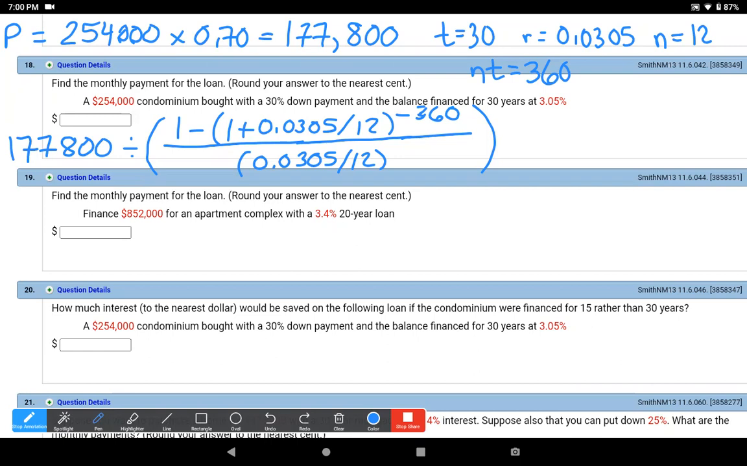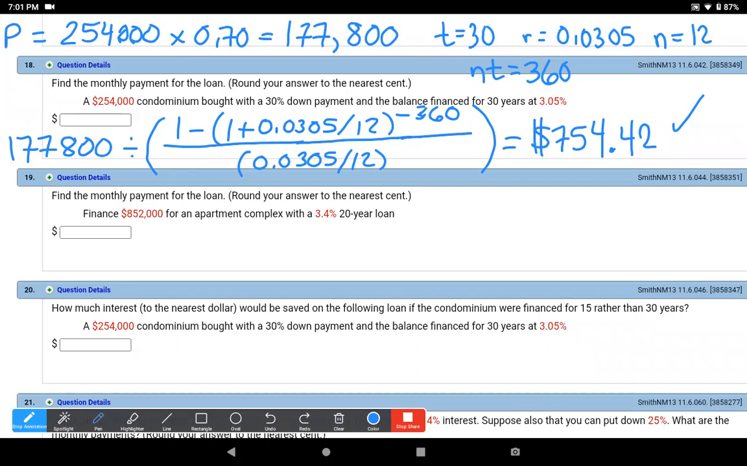All right, when I put that to the calculator, I get out the monthly payment of $754 and to the nearest cent, 42 cents. Right, so that's 18. 19. Let's see if there's a catch.